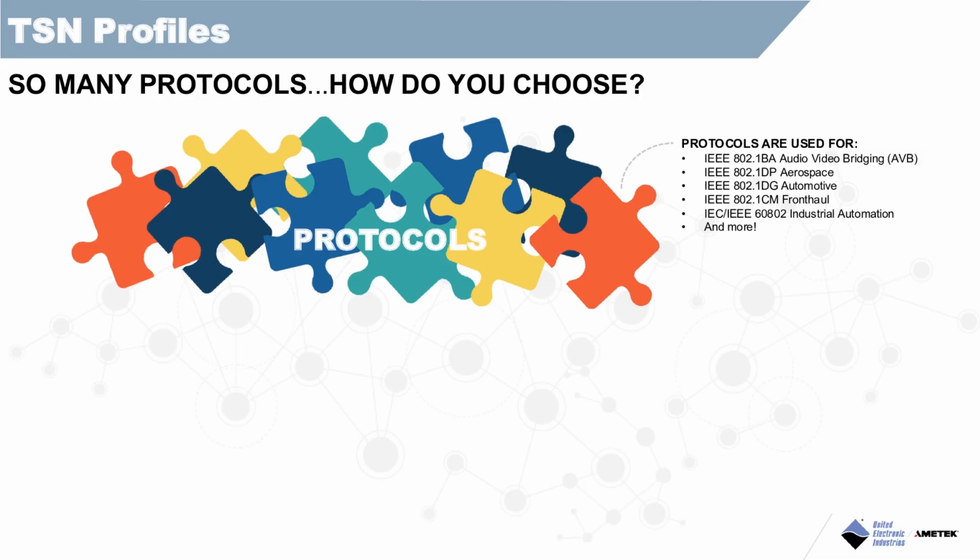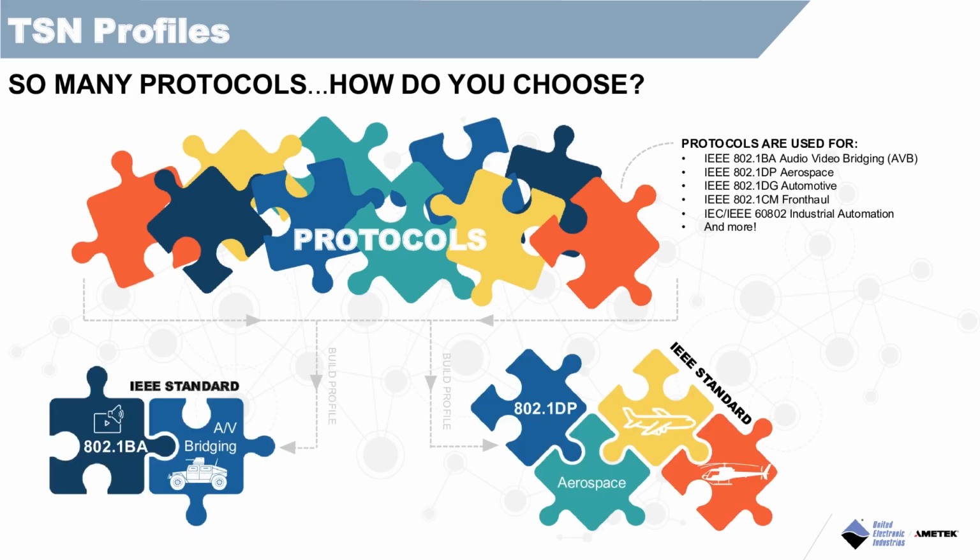And then for our industrial automation folk, we've got an IEC 60802 spec, or standard, that defines how to apply TSN for industrial automation networks. Taking different pieces or different protocols and conglomerating them into a profile allows different communities with different requirements all to use TSN.